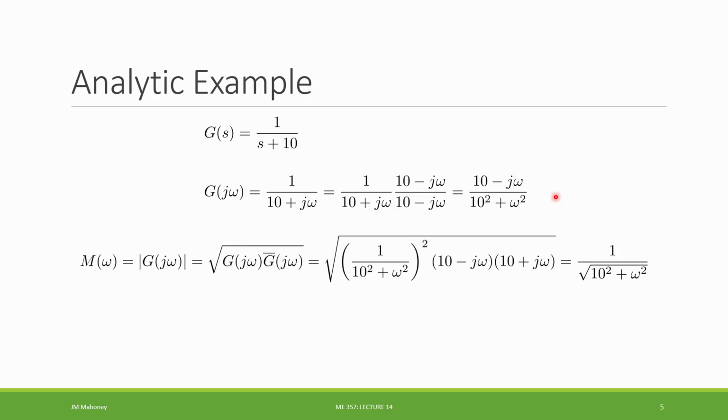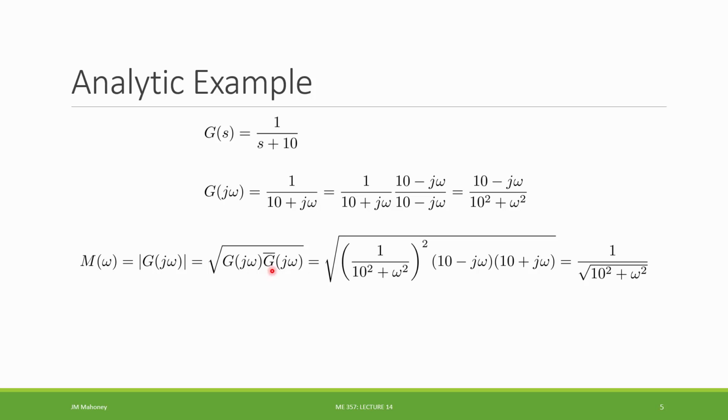Right, so as I said, the magnitude is just its absolute value. And for complex numbers, we can find the absolute value by taking our function, G(jω), and multiplying it by its complex conjugate. That's what this G bar is. And then we're going to take the square root of it. We can also do this with real numbers. It's just that a real number is its own complex conjugate.